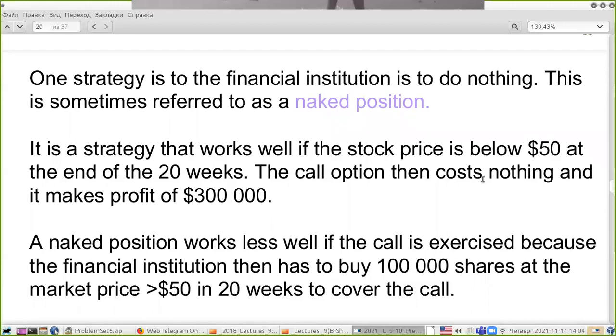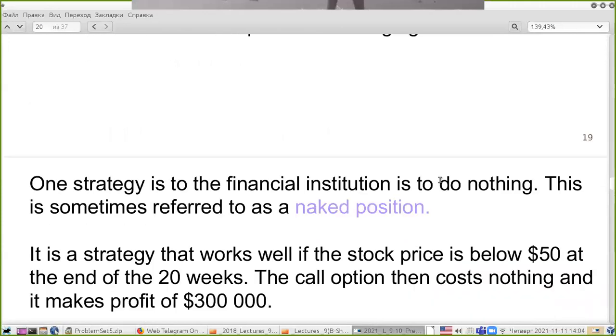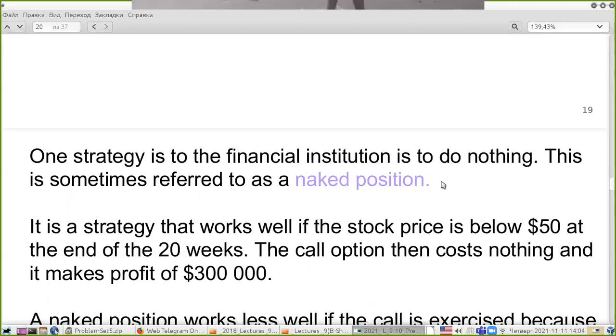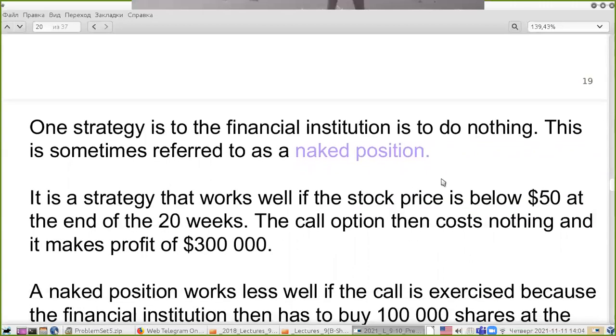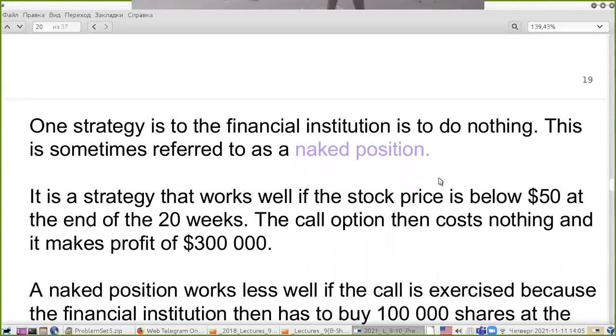How do we understand this phrase? Why does the call option then cost nothing? What do you think? Who would like to answer? Maybe Ilaria, no? Maybe Vika.